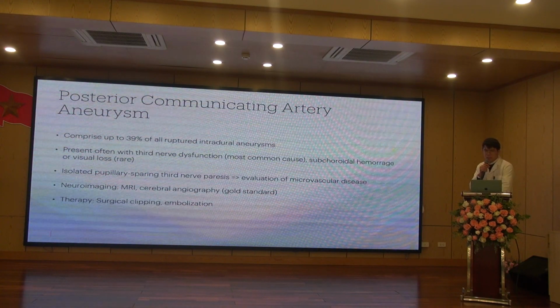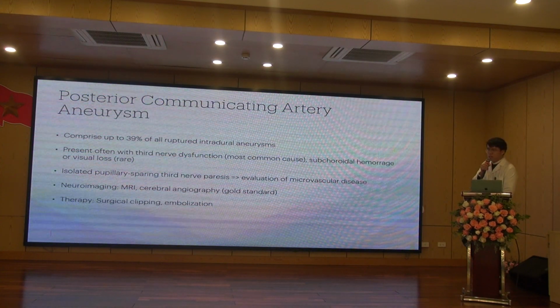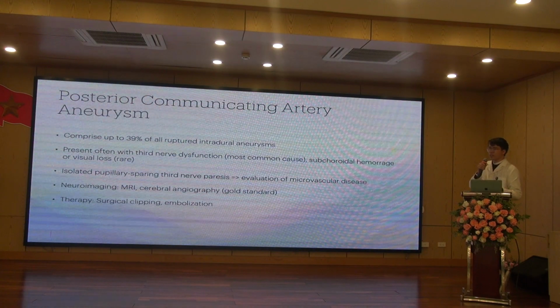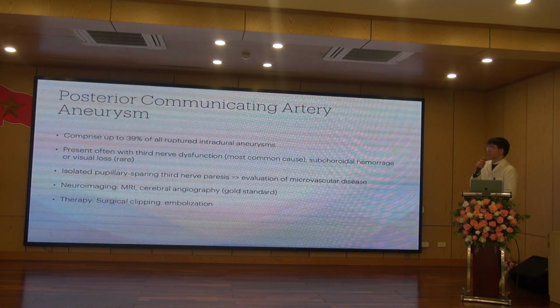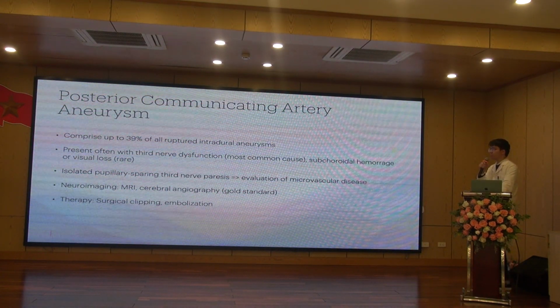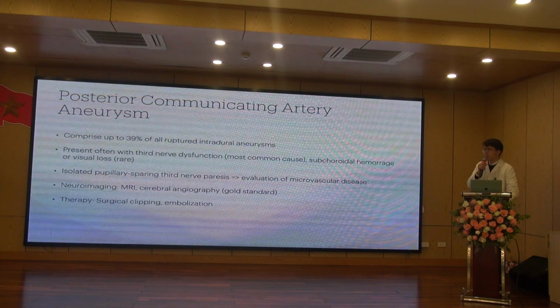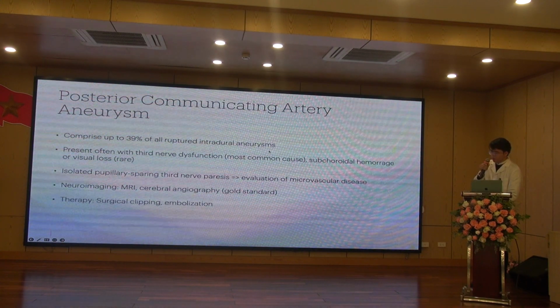The second entity is the posterior communicating artery aneurysm, which is quite familiar to ophthalmologists. It often presents with isolated third nerve paralysis, and it is the most common cause of isolated third nerve paralysis, and sometimes it can cause subarachnoid hemorrhage or visual loss. When a patient has isolated pupil-sparing third nerve paralysis, we need to evaluate for other causes like microvascular disease, such as diabetes or hypertension. Neuroimaging is similar, MRI and angiography. Therapy includes surgery or embolization.